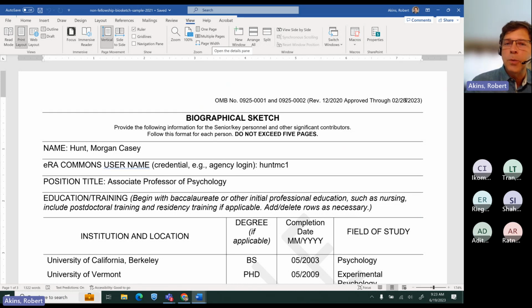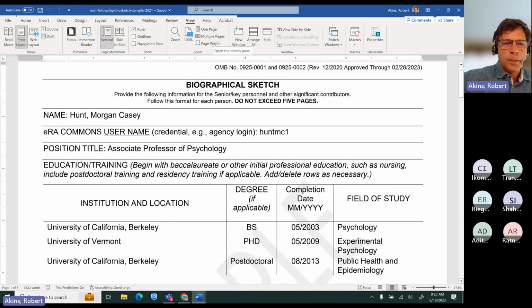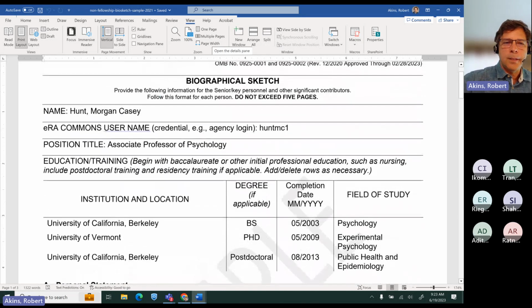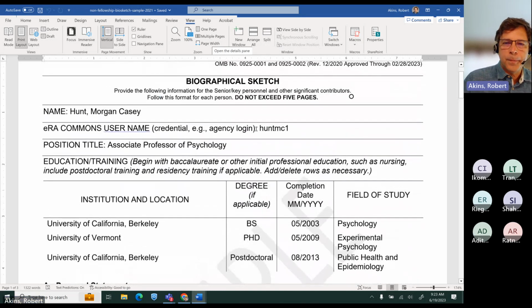You can still use them, even if you got them from a different form set, as long as that date is still current during the submission process, then you can still use it. But the easiest thing to do is just to cut and paste, as long as there wasn't some change in the headings, for example. All right, I think this is a real person. I'm not 100% sure of that, but you can see that's their ERA Commons login.